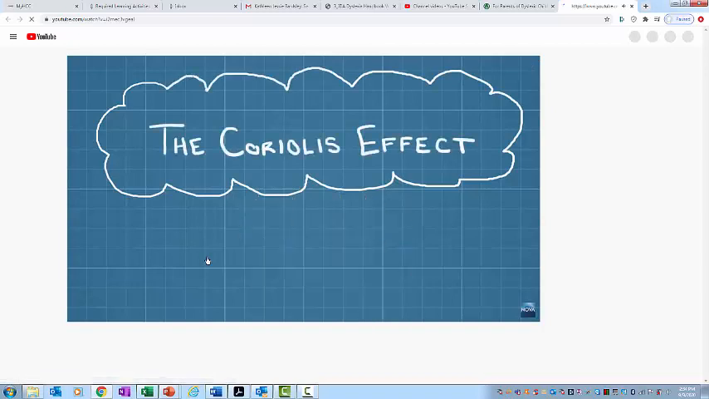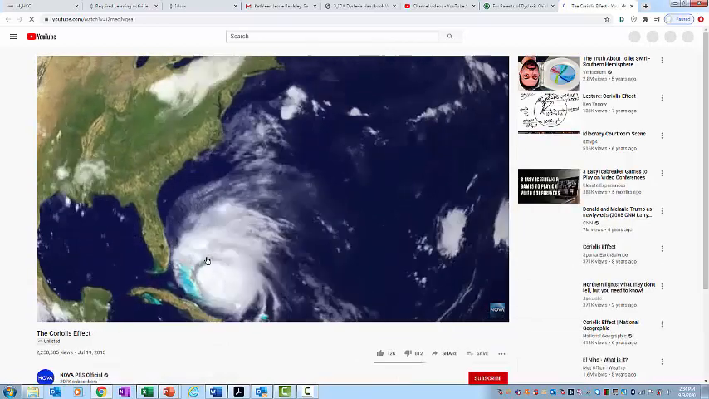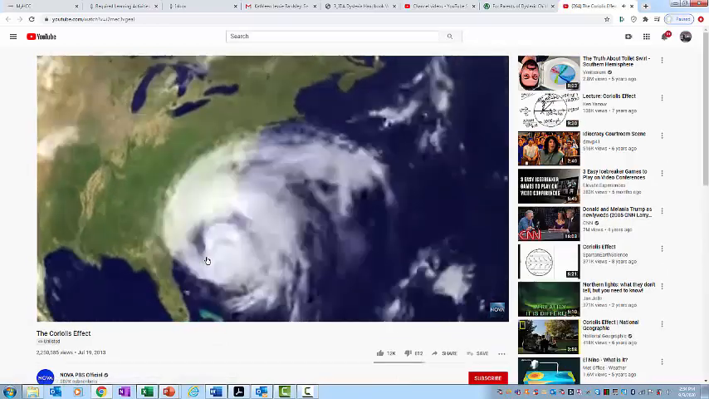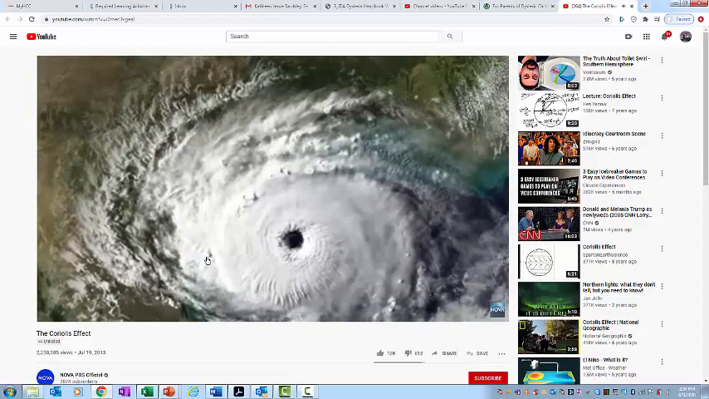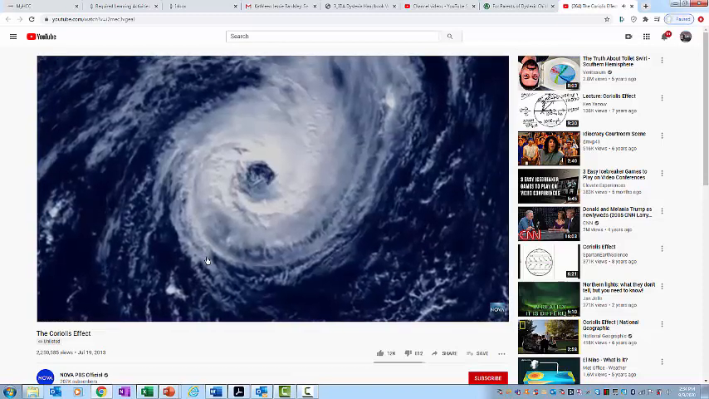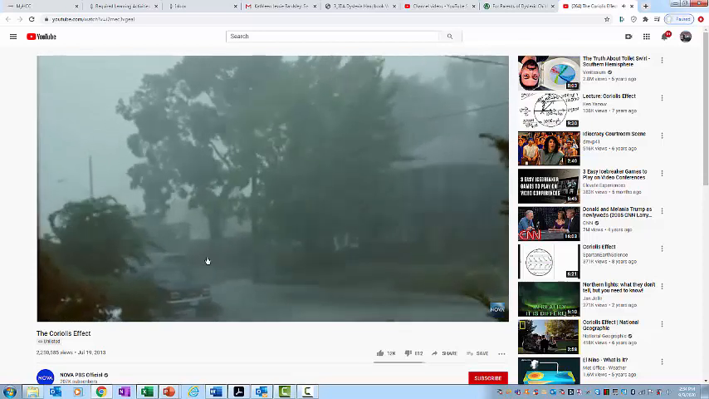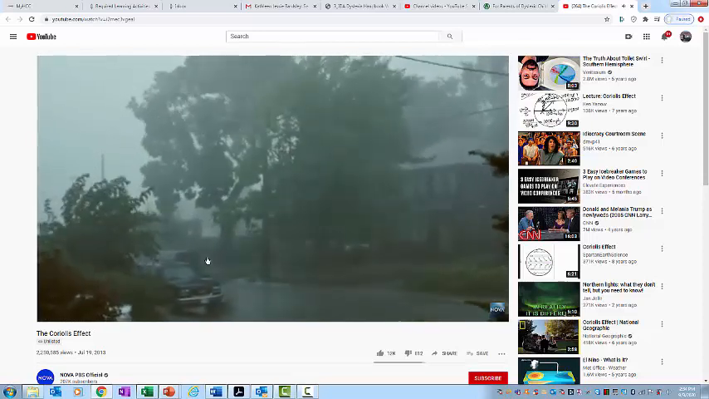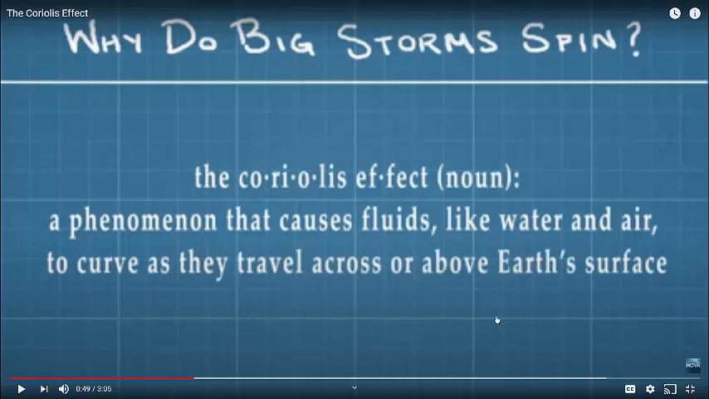If you've ever watched the news during a hurricane or wintertime nor'easter, you've probably noticed that big storms spin over time as they travel. In the Northern Hemisphere, they spin counterclockwise. But if you were watching a storm in the Southern Hemisphere, you'd see it spinning clockwise. Why do storms spin in different directions depending on their location? And why do they spin in the first place? A storm's rotation is due to something called the Coriolis effect, which is a phenomenon that causes fluids like water and air to curve as they travel across or above Earth's surface.